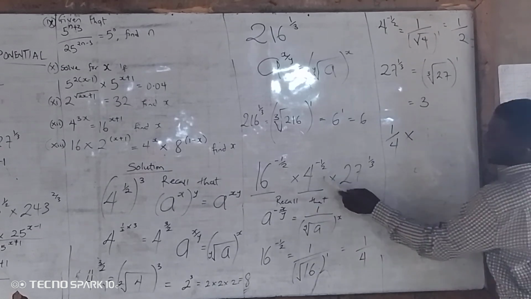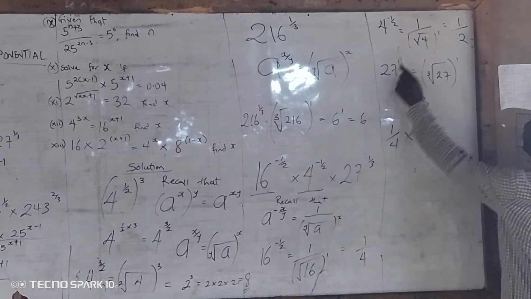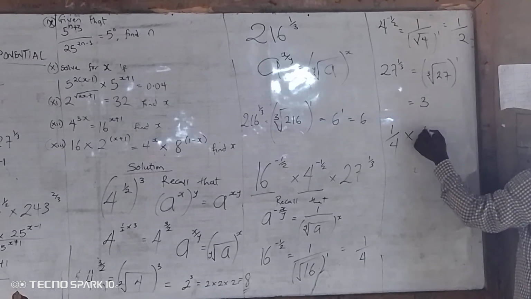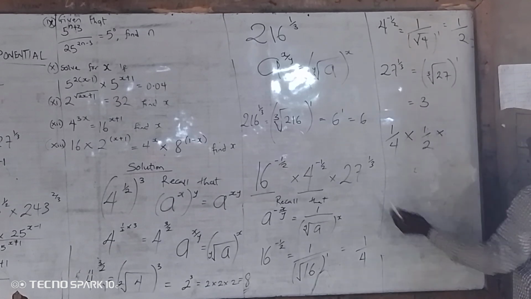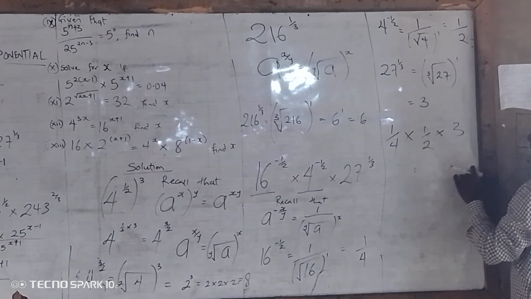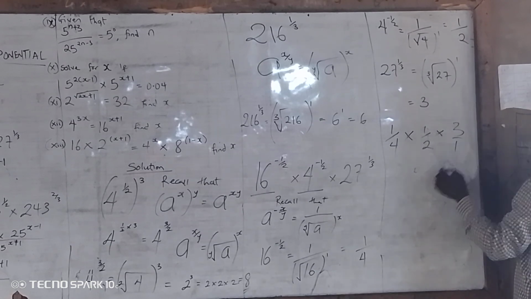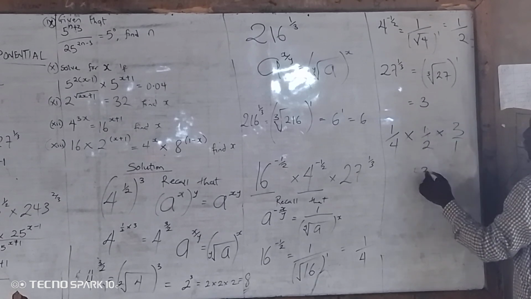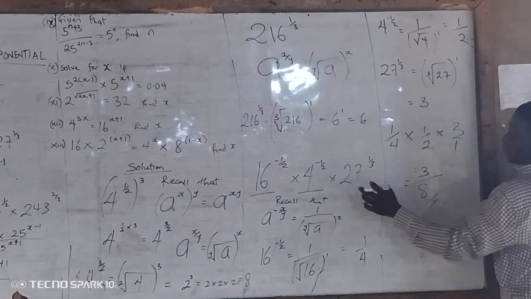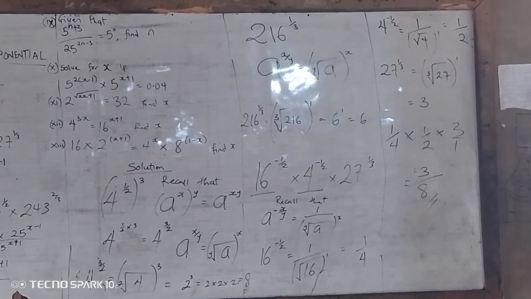Times the answer for the 4 raised to the power minus half, which I solved here, is 1 over 2. 1 over 2 times the answer for this one, which is 3. So the answer here will be, you can put over 1 here. 1 times 1 times 3 will give you 3. 4 times 2 times 1 will give you 8. So the answer for this question is 3 over 8.